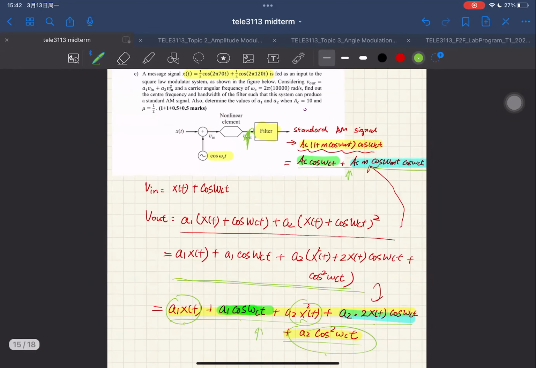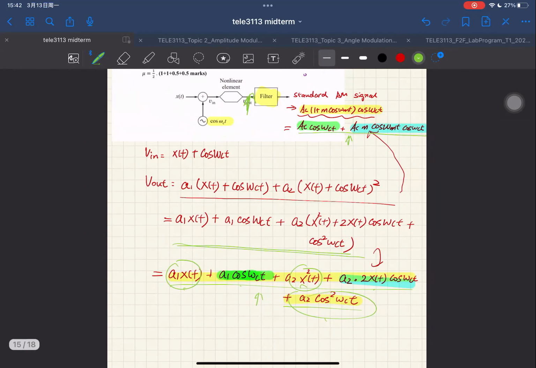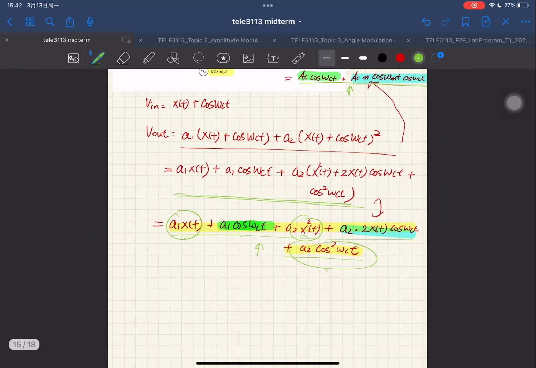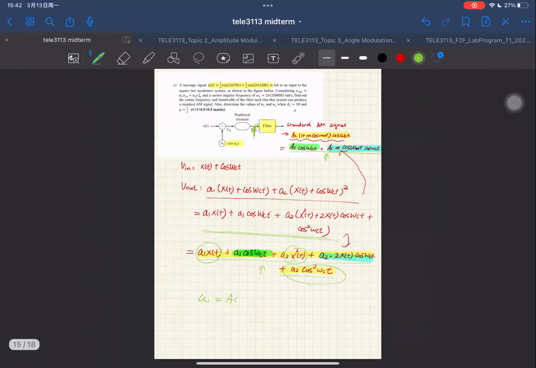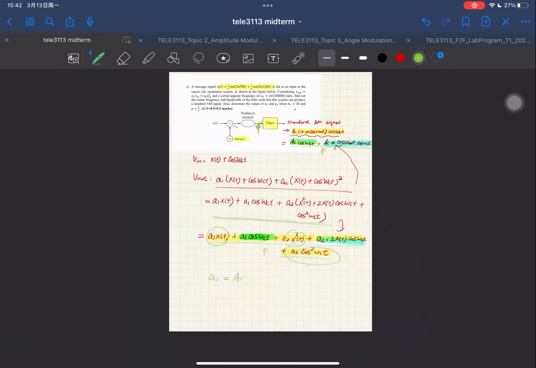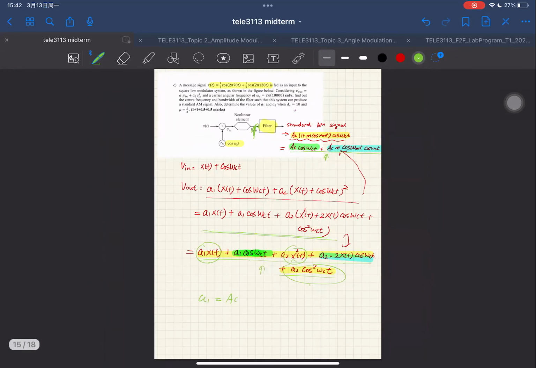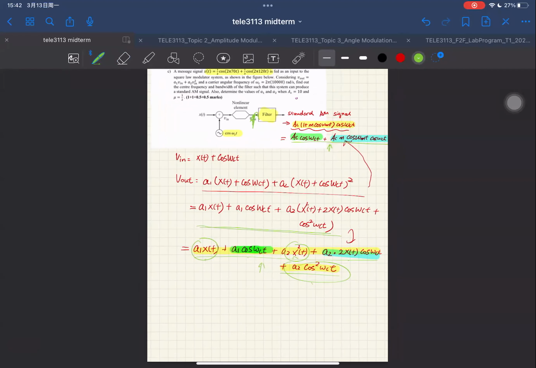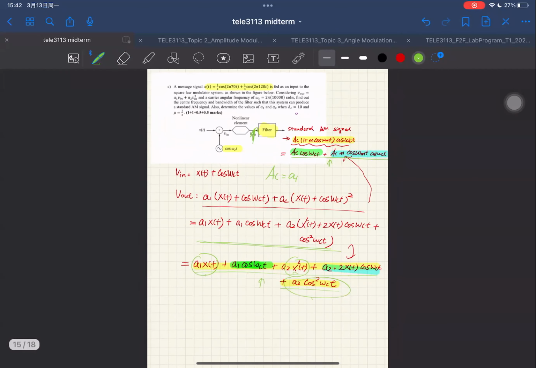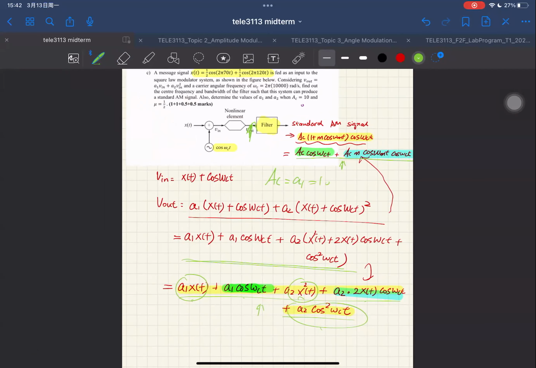Okay, so the question asks you to find A1, A2, right? If we want to find A1, because these two green terms are matching each other, I think I should make it a little bit smaller, otherwise you cannot see the process. So essentially we want to make sure that AC and A1 are exactly the same, because we want to keep these two terms. So AC is going to be equal to A1. What is the AC? The AC is given by 10, so A1 is just equal to 10.